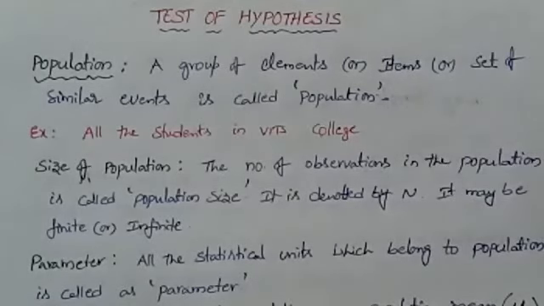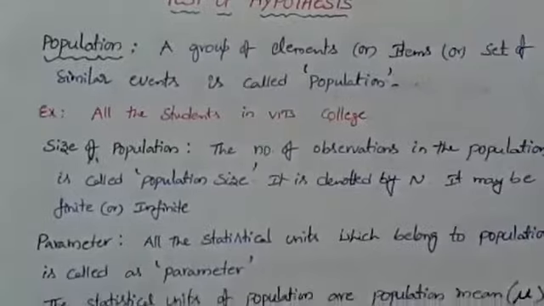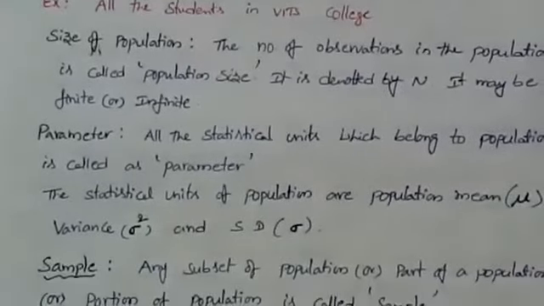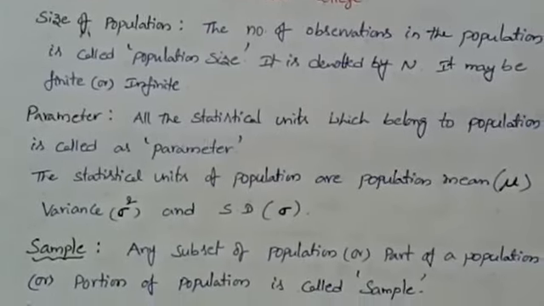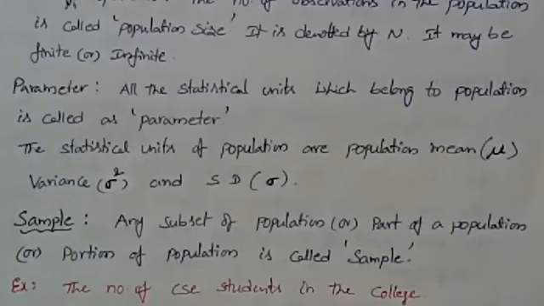Next, related to the population, parameter. What is a parameter? Whatever statistical units belong to the population are called parameters. The units may be the population mean, population variance, and SD. Next, the sample. We already discussed that it is a part or subset of the population. For example, the CSC students are a part of the WITS college students. You can take that example.